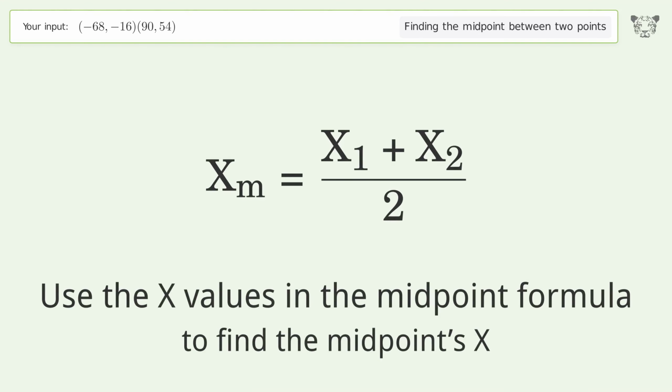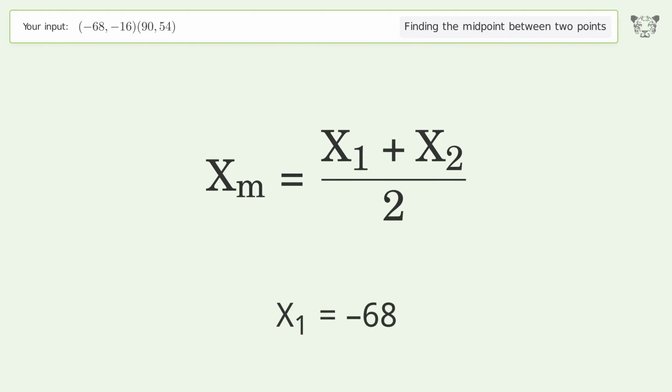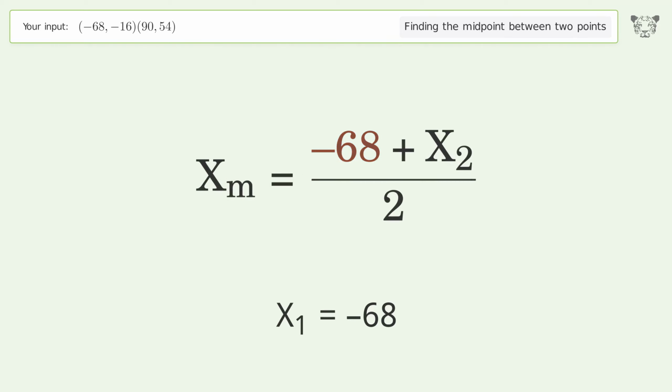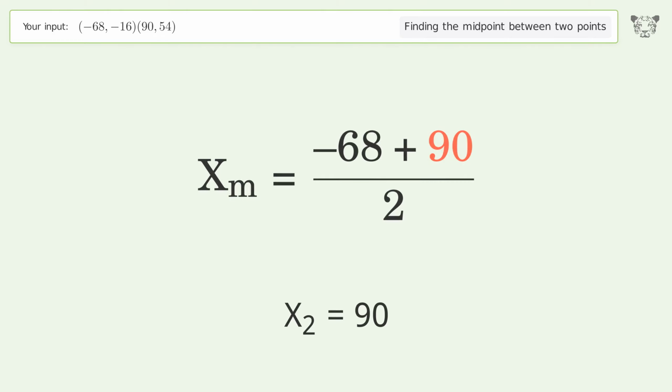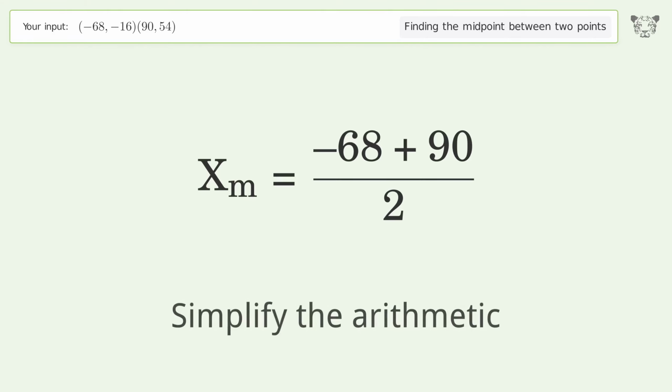Use the x values in the midpoint formula to find the midpoints x. x1 equals -68. x2 equals 90. Simplify the arithmetic.